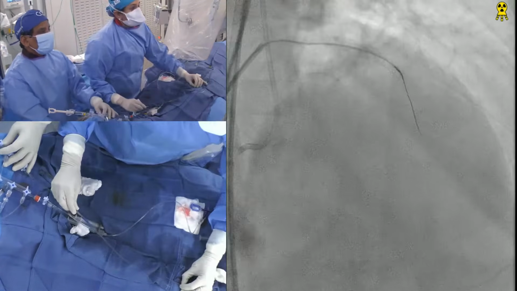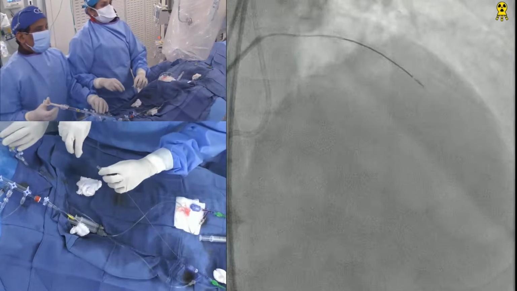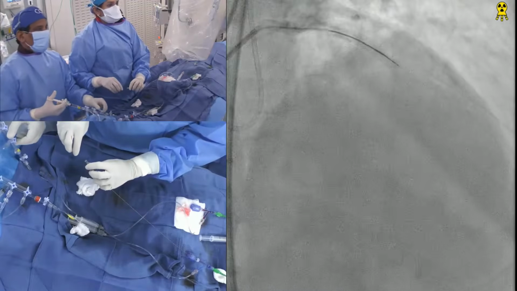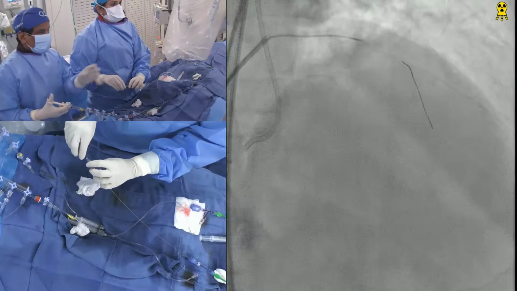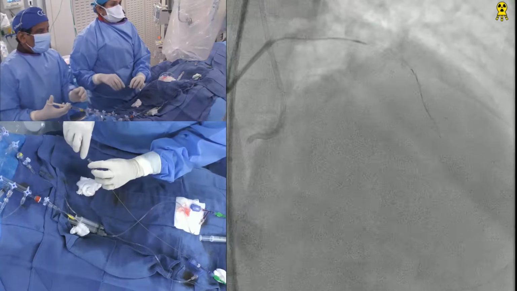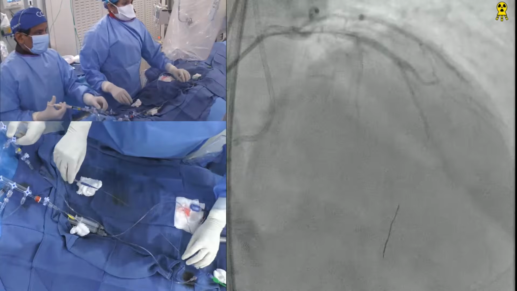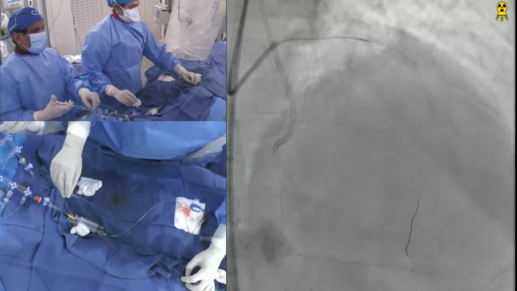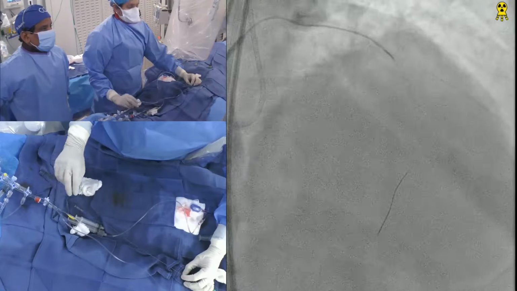So why don't you put a distal Corsair first? See, it goes into the diagonal at the back. We are struggling here. Let's go further, all the way. And now would the Corsair go? Yeah, you are in the main lumen. Look at the progress there. Yeah, absolutely. And there comes the Corsair.